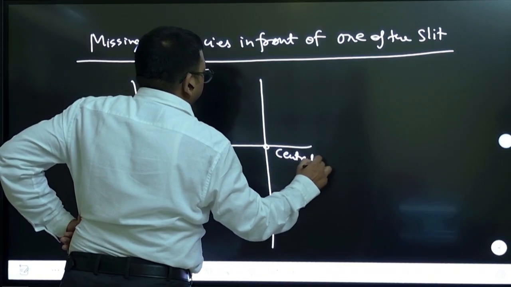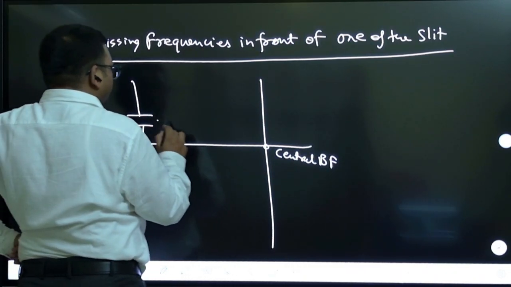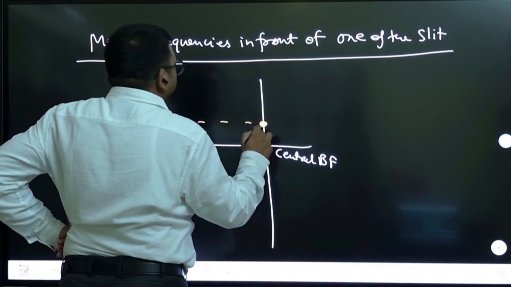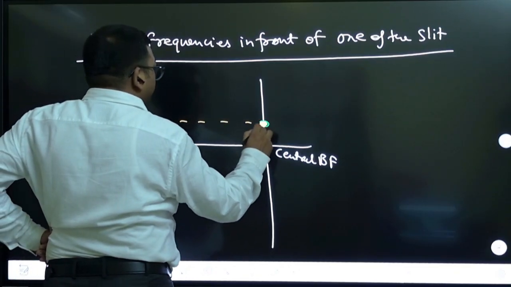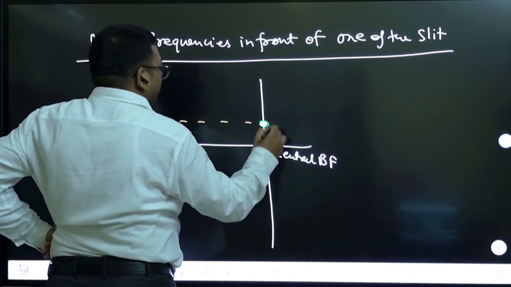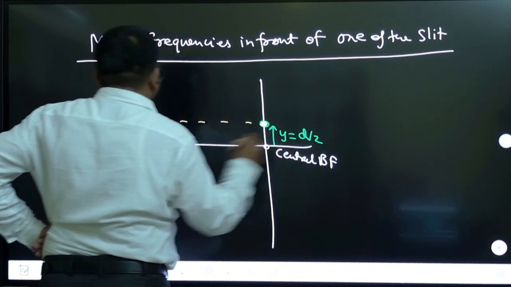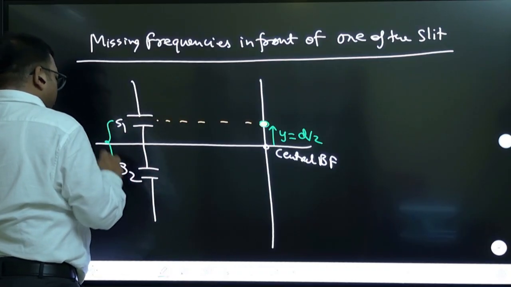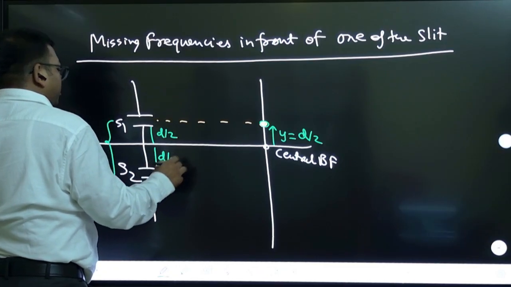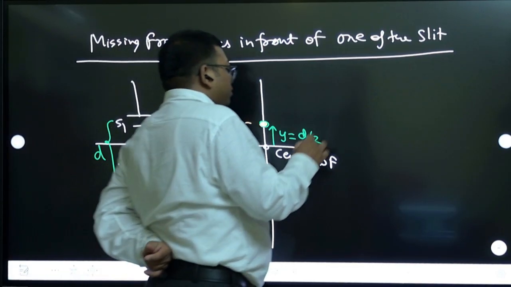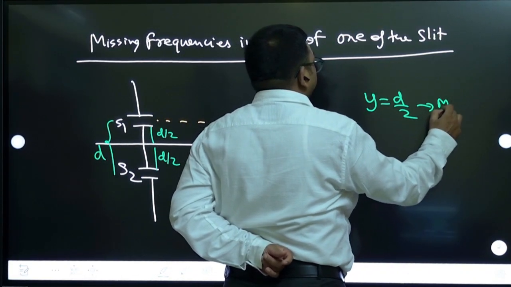Now suppose exactly in front of this, we are saying that some frequencies are missing. That means for those frequencies a minima is forming. So this distance y is equal to d by 2, because the total distance is d. So this distance is d by 2 and this distance is d by 2. So y is equal to d by 2 is the condition for minima here.